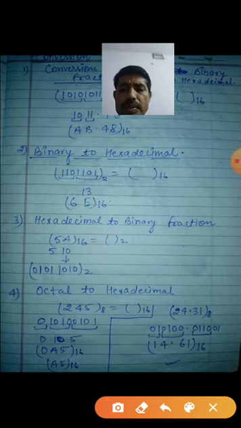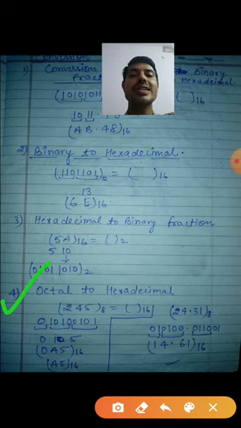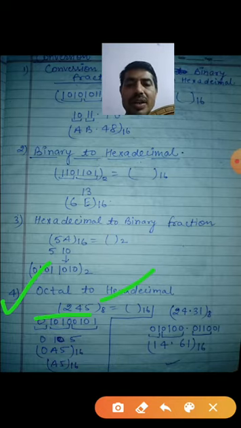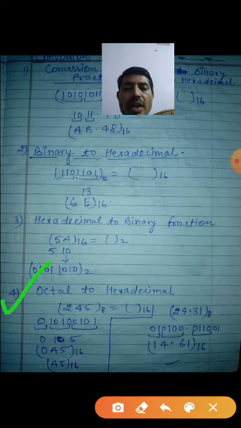So now come on to the next one. Octal to hexadecimal. How will you convert it? Now take one octal number here, 2, 4, 5. Its base is what? 8. That's why it is octal. Now convert this one into hexadecimal. How can you convert? Convert each digit of the octal number into binary form. Look here, binary form.